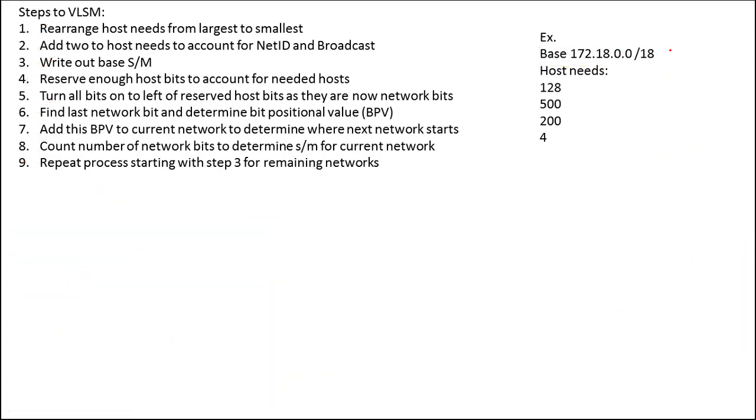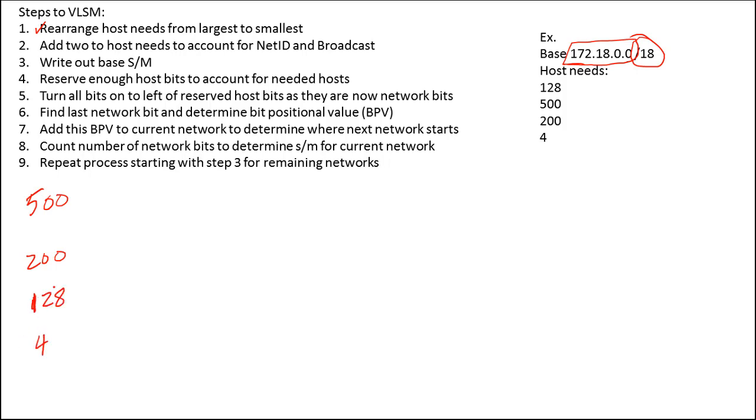So this time we're working with a base 172.18.0.0 is where we're starting, and we have a base subnet mask of a /18. So the first step, rearrange our host needs from largest to smallest. So we have a 500, we have a 200, we have 128, and finally we have 4.